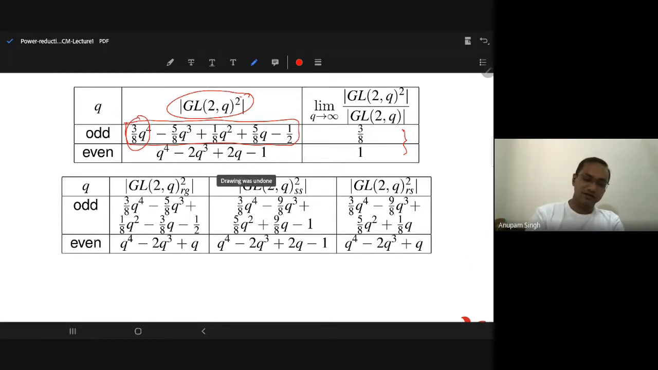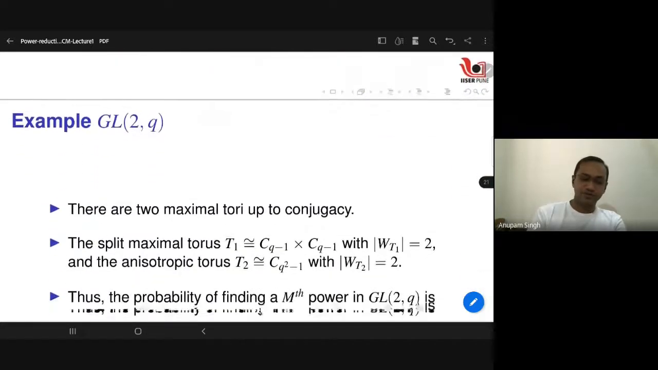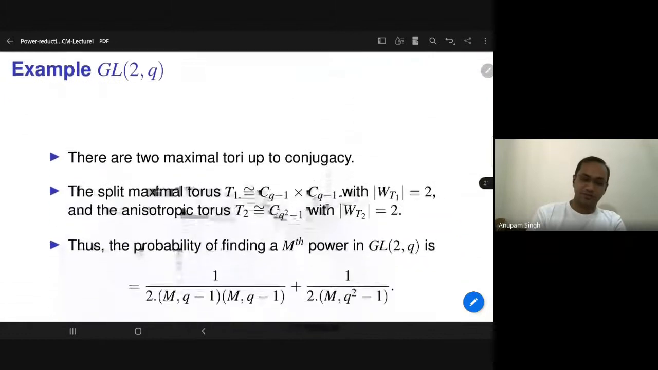And you can also sum only regular elements. You can also sum only semisimple elements. You can also sum regular semisimple elements, and you'll get these numbers. But you will see one thing: this 3 by 8 is everywhere here, and 1 is also 1 here, here, here. So this is what the statement of the theorem said, that all these in limiting sense will give you the same value. So this is the brute force method.